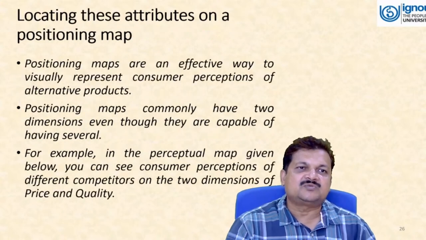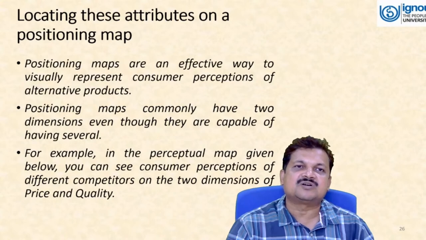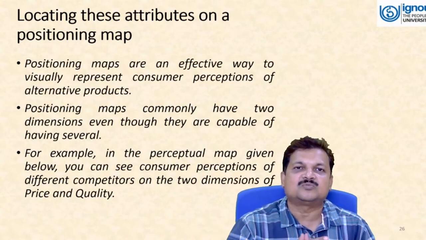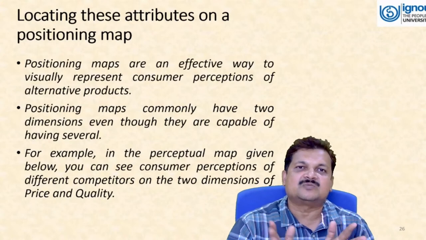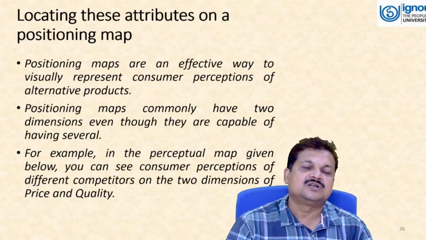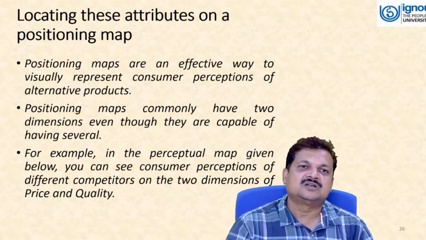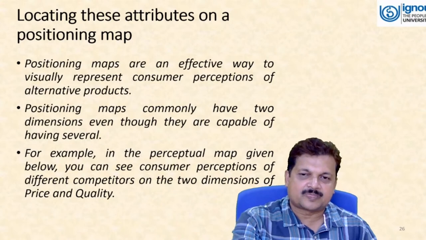Now, locating these attributes in the positioning map. You need to understand the attributes you have shown, and see in the positioning map how the customers are giving weightage to the different attributes. Whichever attributes they give higher importance, those attributes must be present in your service products, so that you have to see.